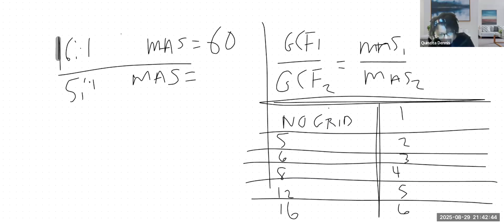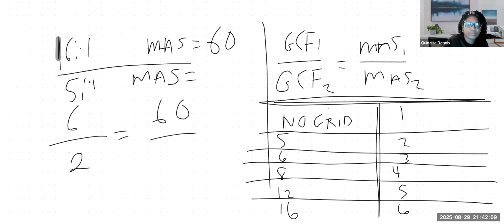All right, someone said the answer was 20. So 16 to 1 is 6, 5 to 1 is 2. 60 times 2 is 120. Divided by 6 is 20. 20 mass. All right, so do we have the gist of this?